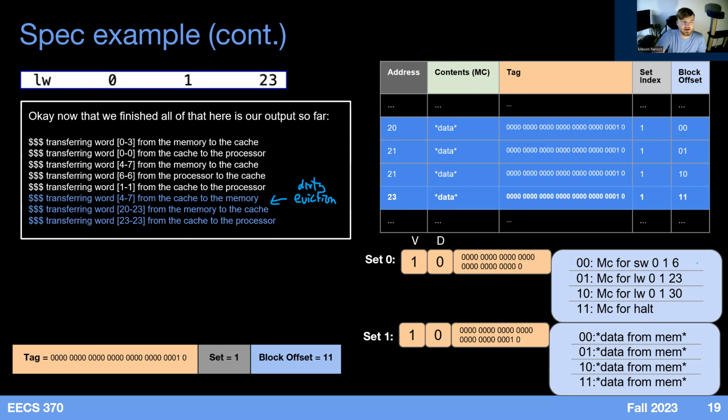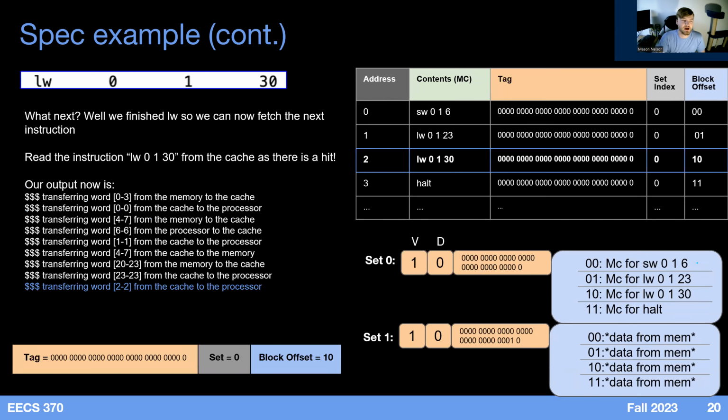Let us move on. Now our PC will once again increment to 2. PC is now 2, and we remember that our set 0 still has addresses 0 through 3. So we will actually get a hit. That will be pretty simple, but it's the same thing as before. We check the valid bit in set 0. We check the tag to make sure it matches our expected tag of 0. And then we can index directly into that and return the machine code for LW 0 1 30.